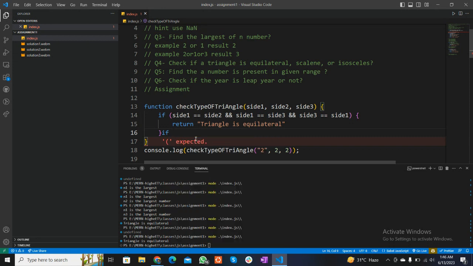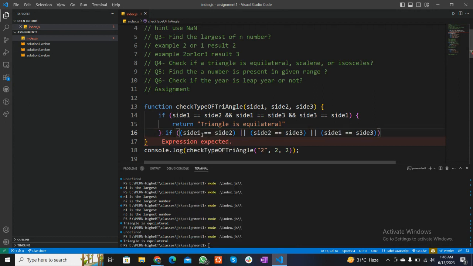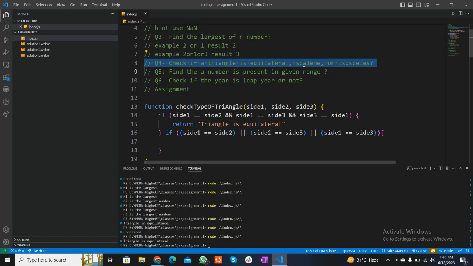This is going to happen when, since I already have a couple of conditions, side 1 is equal to side 2 or side 2 is equal to side 3 or side 1 is equal to side 3. If any two sides are equal, then in this condition our triangle is basically a scalene triangle. Okay, so let's copy this one and then return this statement. Triangle is scalene.